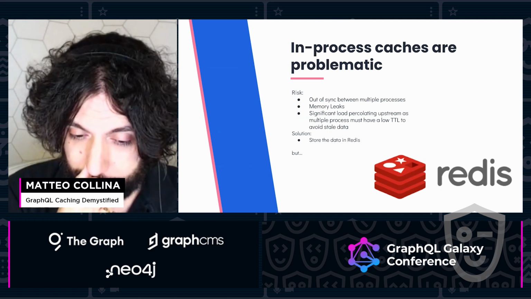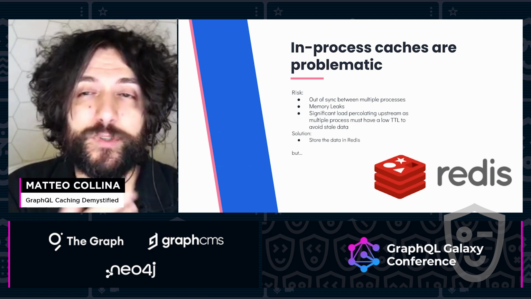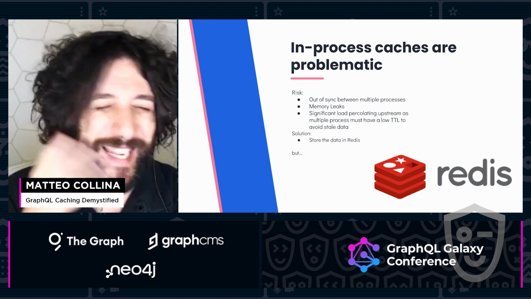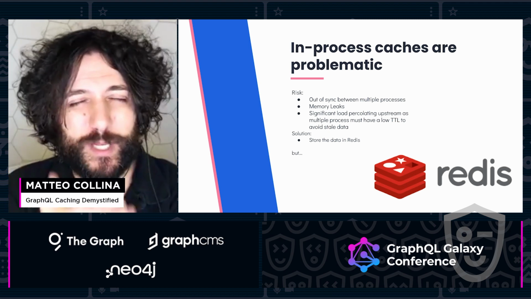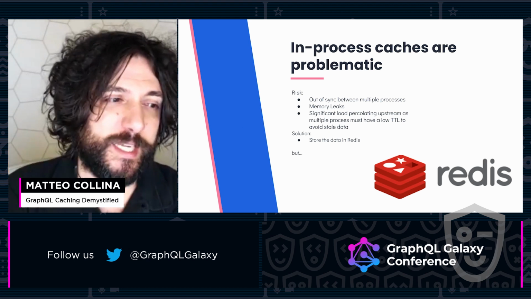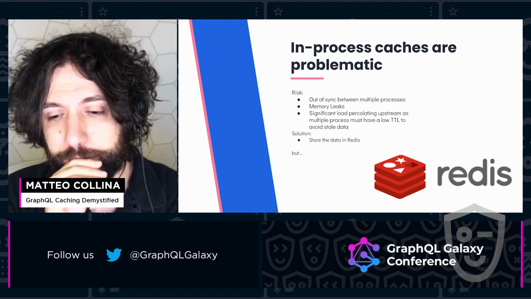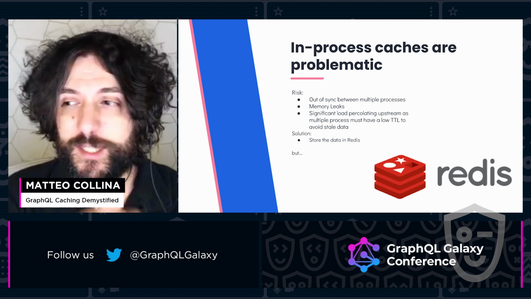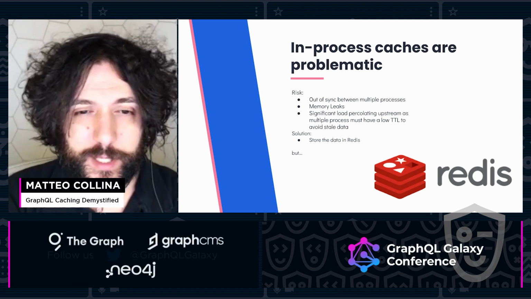Well, all of this is very good, right? But in-process caches are problematic. So we can't really increase the time too much because it's all in process, right? If the data expires on my node, it's not expiring on the other node. So how can we implement that?